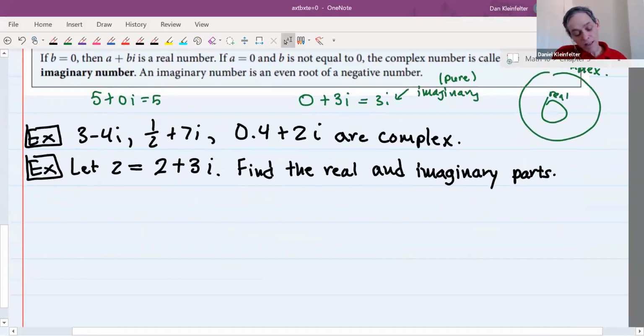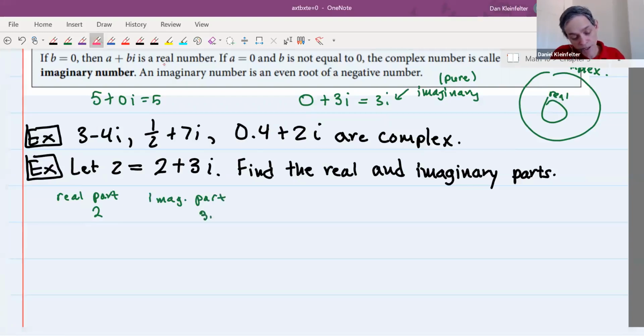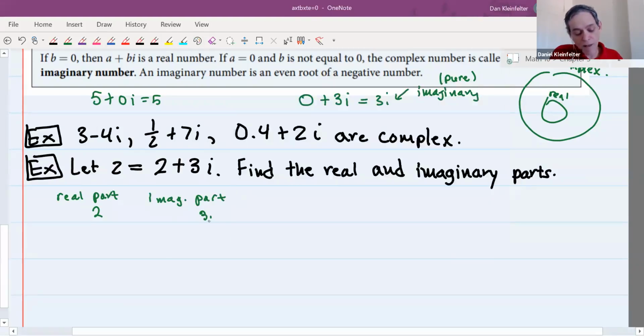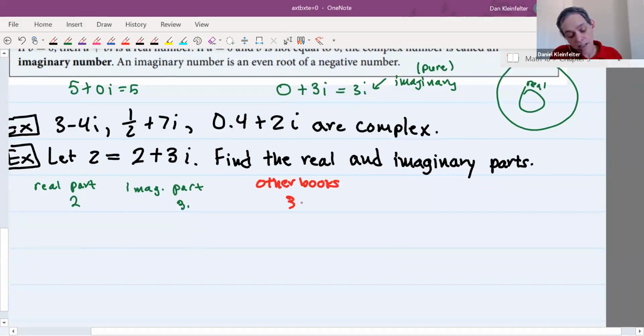Okay. Here, let's let z equal 2 plus 3i. Find the real and imaginary parts. So the real part is 2. The way our book is defining it, the imaginary part is 3i. I wanted to caution you here that our book is defining the imaginary part to include the i, but other books, and probably elsewhere online that you may see, the imaginary part is just the 3, not including the i.